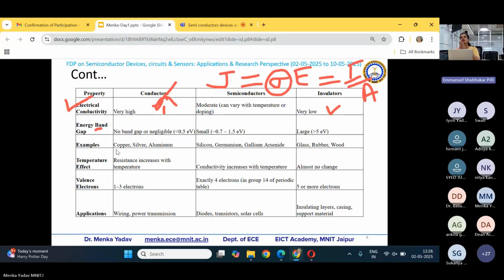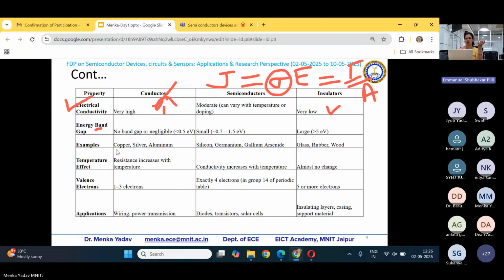Insulators have the large energy band gap, a very large energy band gap. So an electron from the conduction band is not able to come to the valence band and vice versa. An electron cannot go from the valence band to the conduction band. That is also equally true because the energy level is very high, 5 electron volts and more. That is a very high energy level.